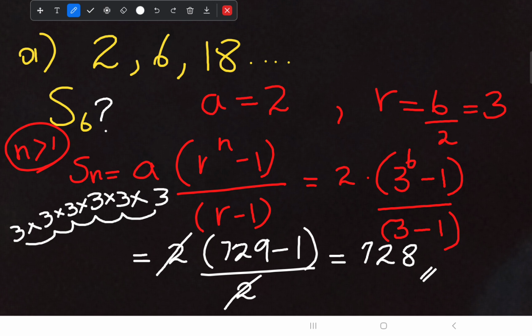First of all, if the common ratio is not indicated, we have to find it. Then you have to select the suitable formula. There are two formulas. Here R is greater than 1, so it is A into R to the power of n minus 1 upon R minus 1. You can substitute the A and R values to get S6, which is 728. That is the answer for this question.